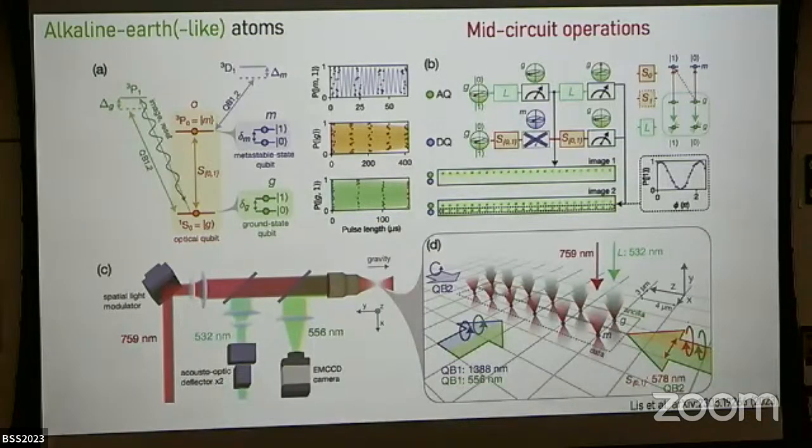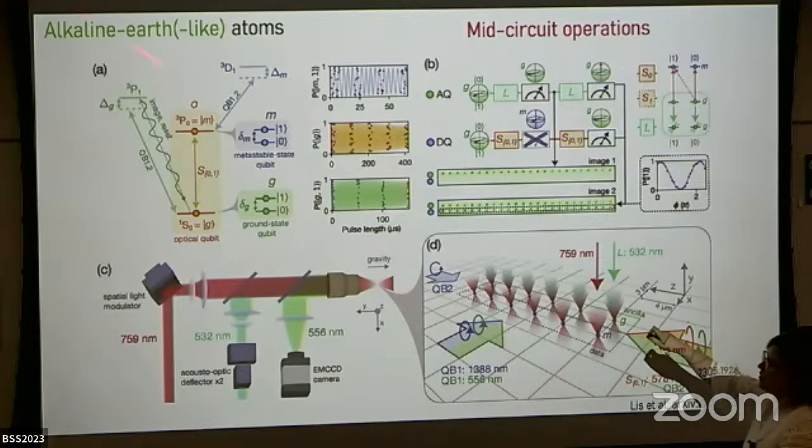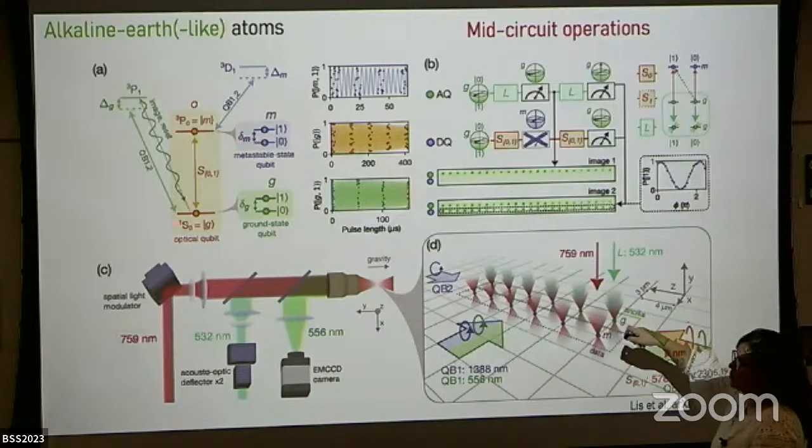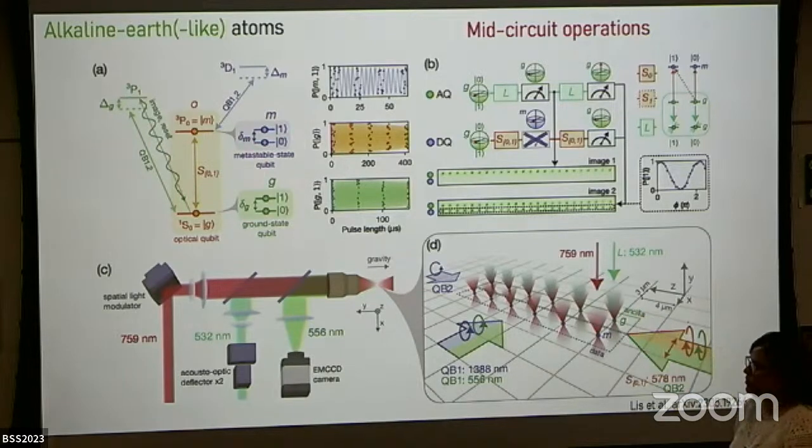So what they did, so the first application that I want to show you about this interesting electronic structure is how you can use it to do mid-circuit operations. So again, here we're using these three types of qubits: the optical qubit, the metastable state qubit, and the ground state qubit. You can control each of these, again, using optical transitions.